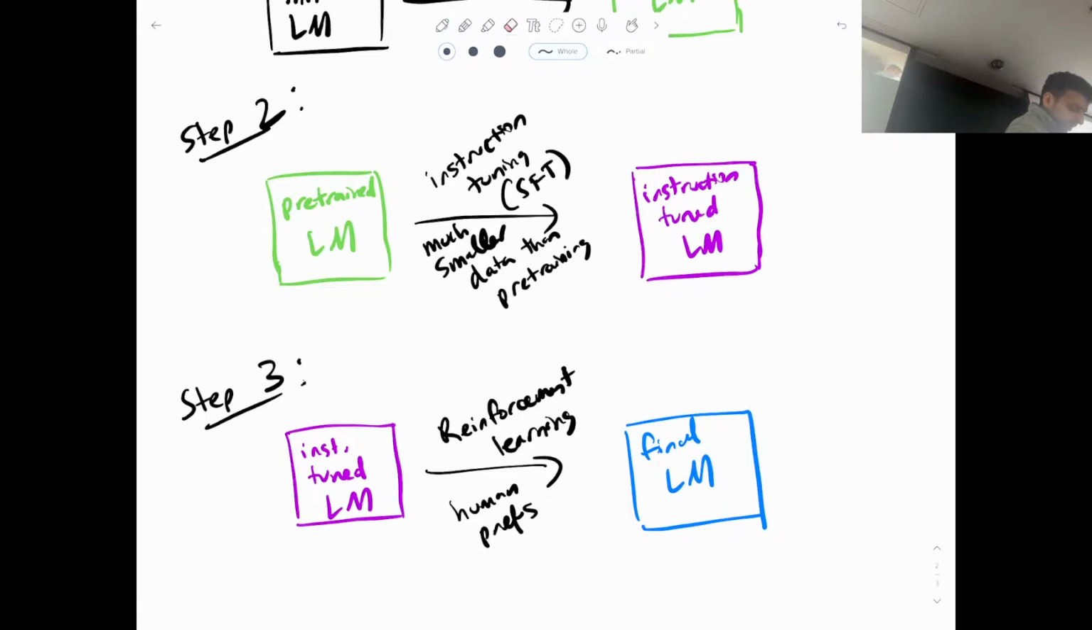All right, so with all of that, today we're going to focus on this step here, and next week, we'll start talking about reinforcement learning.